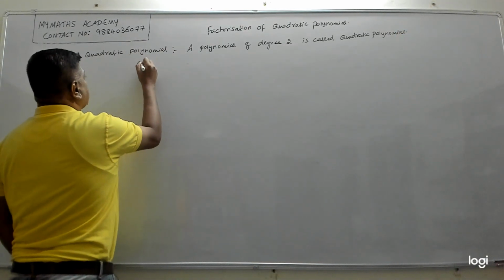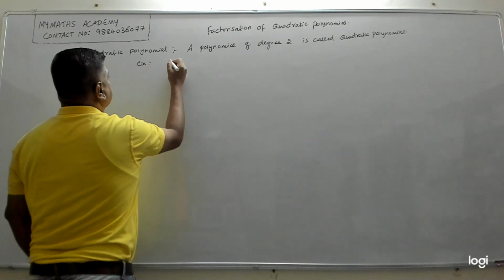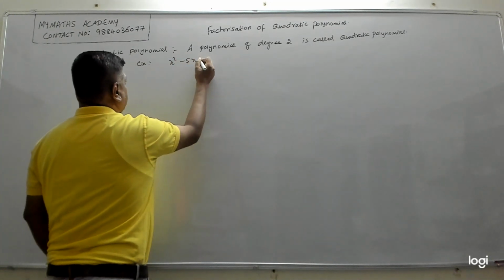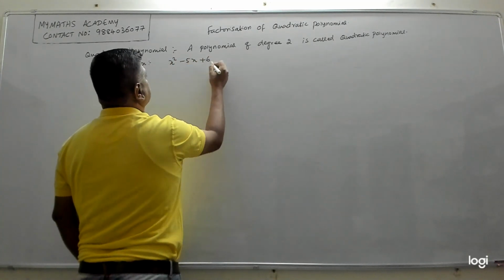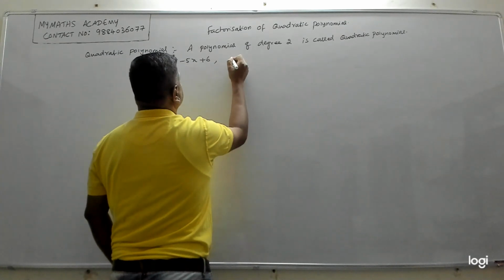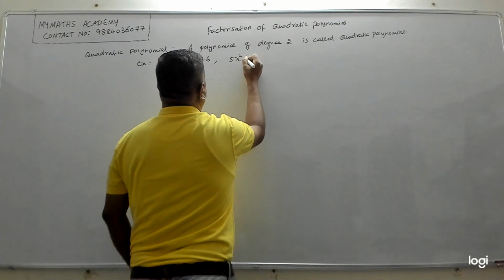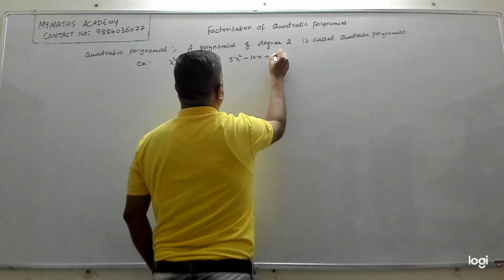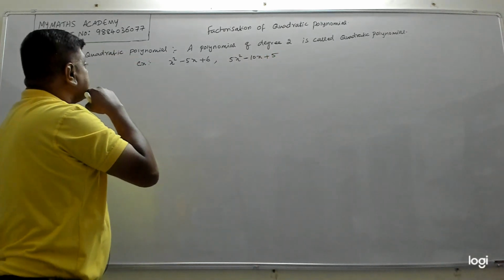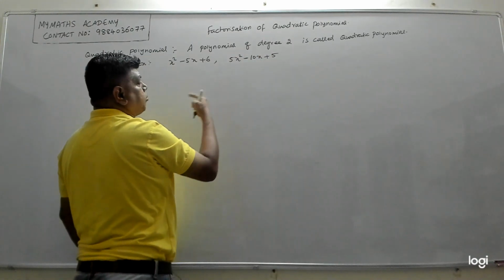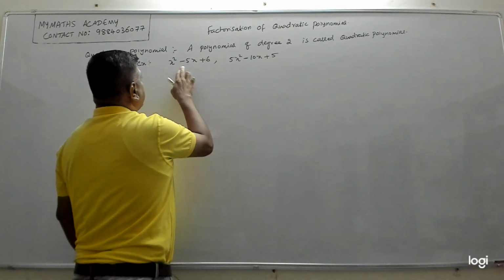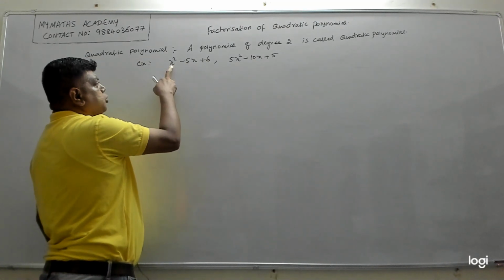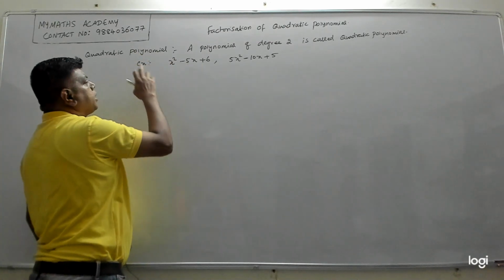So I'll give you some examples. The examples are, you can have x square minus 5x plus 6. This is one example. The second example could be 5x square minus 10x plus 5. This could be another example of a quadratic polynomial. And again, the degree of this polynomial is 2. Degree is the highest power of the variable, which is 2. So that's why this polynomial is called a quadratic polynomial.